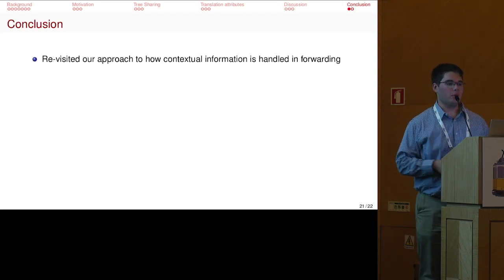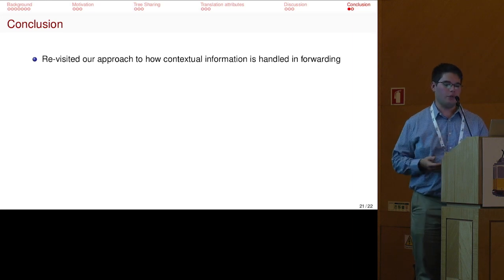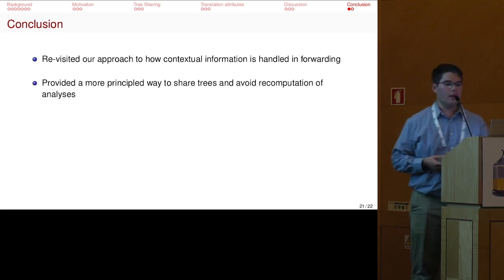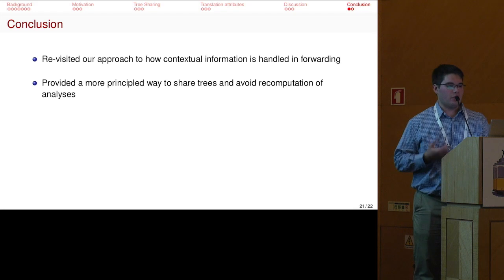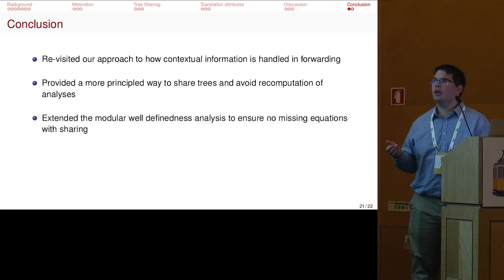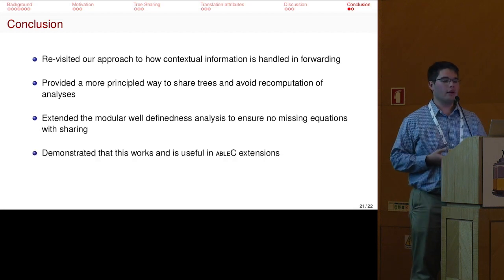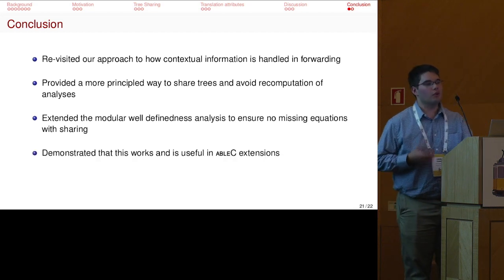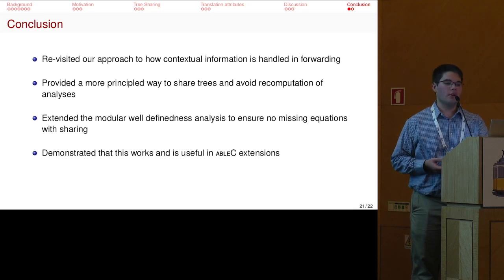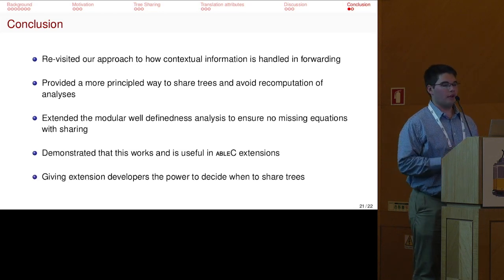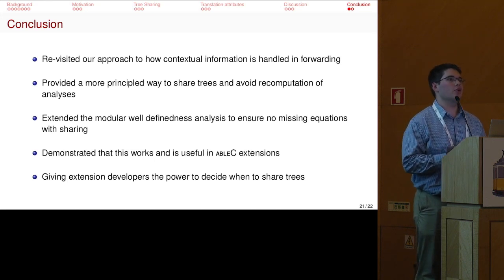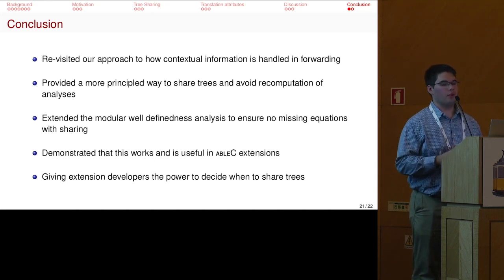So in conclusion, we revisited our approach to how contextual information is handled in forwarding. We provide a more principled way to share trees and avoid recomputation of analyses. We expanded our well-definedness analysis to ensure there's no missing equations with sharing. And we demonstrated this works and is useful in ableC extensions. And overall, we're giving extension developers the power to decide when it is appropriate to share trees and giving them the tools to do so.